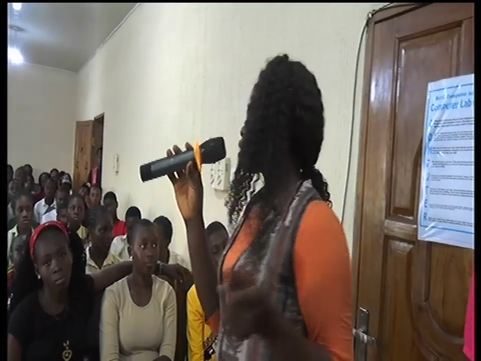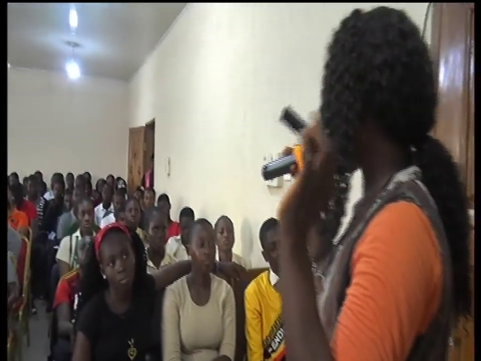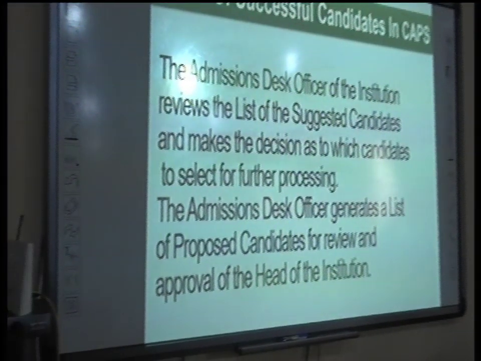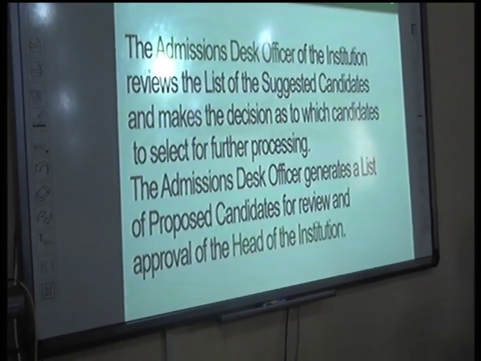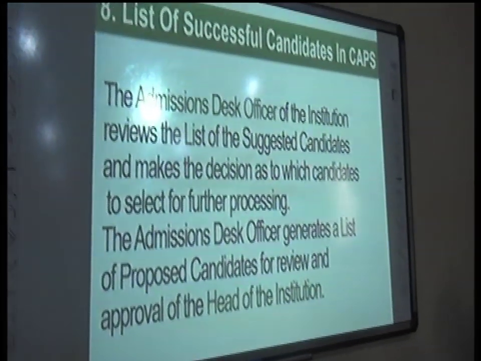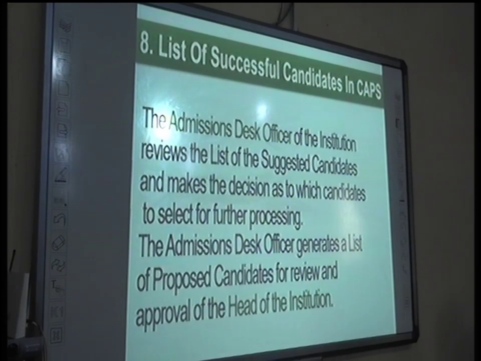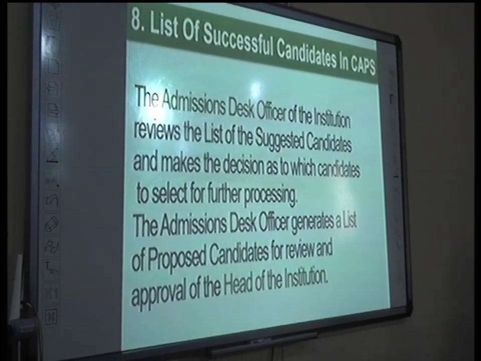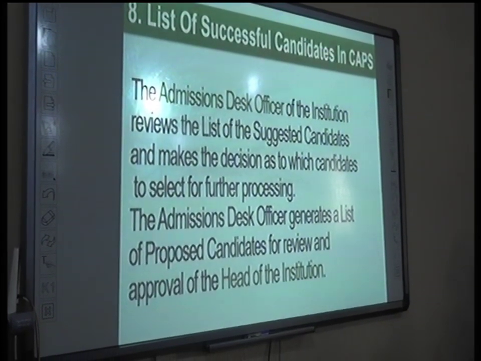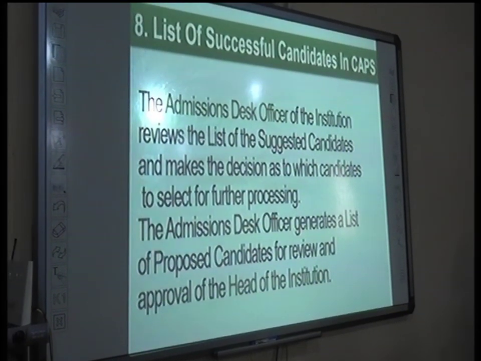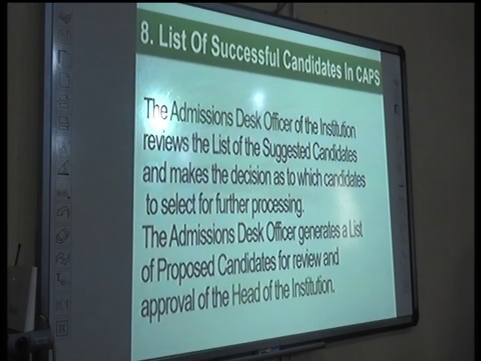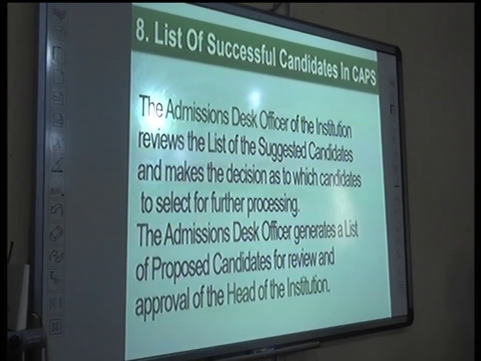Now, this is the final stage of admission: list of successful candidates in CAPS. As I said earlier, three representatives from the institution will be trained: the rector, the provost, the desk officer. So now, the registrar, admission officer, all these are categories of persons that will be trained. Why are they being trained? So that they'll be able to admit you the way it's supposed to be.